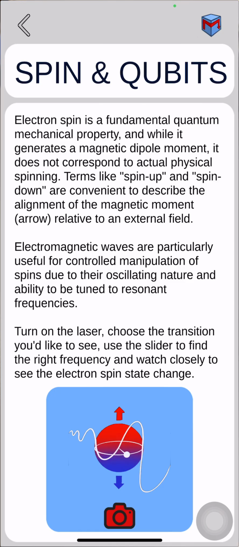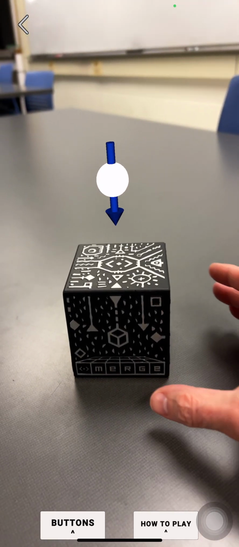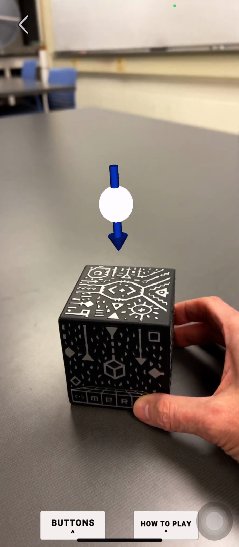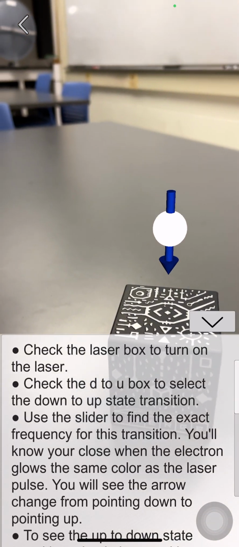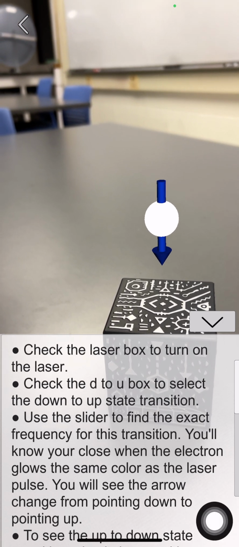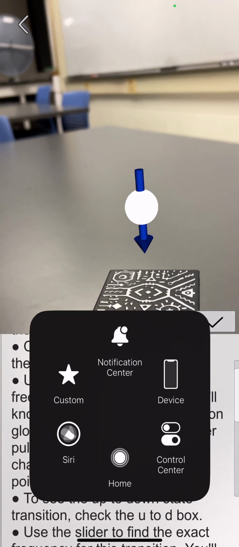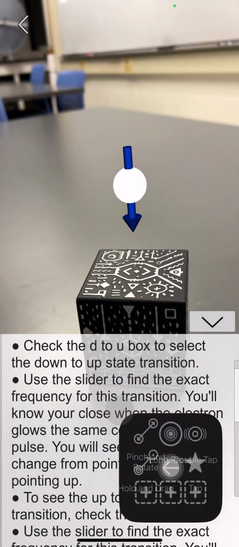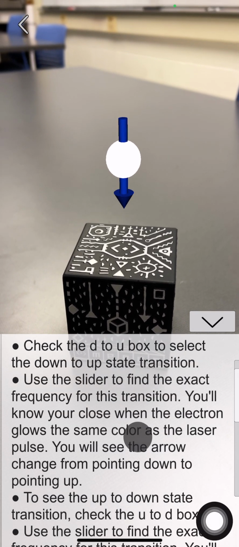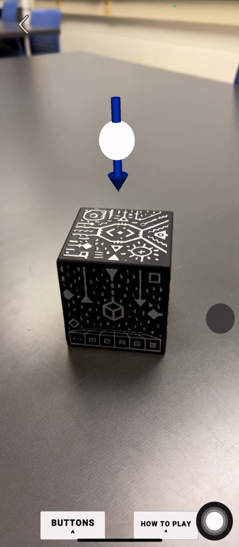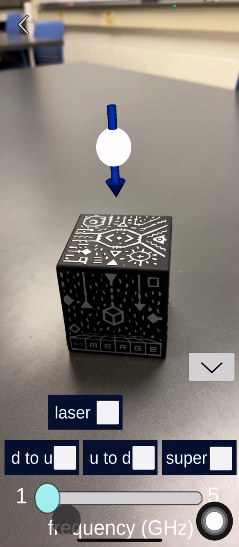So here's a little bit more information they can read. And then here we have our electron, and it's in its lowest energy state, the down state. There's some information here about how to play in case they weren't sure. So just right in the game, they can read about that. It has a scroll bar so they can move around. We can close this, and then we can open up the buttons.